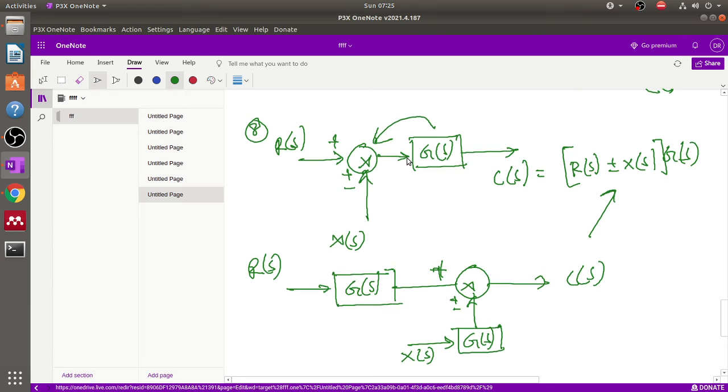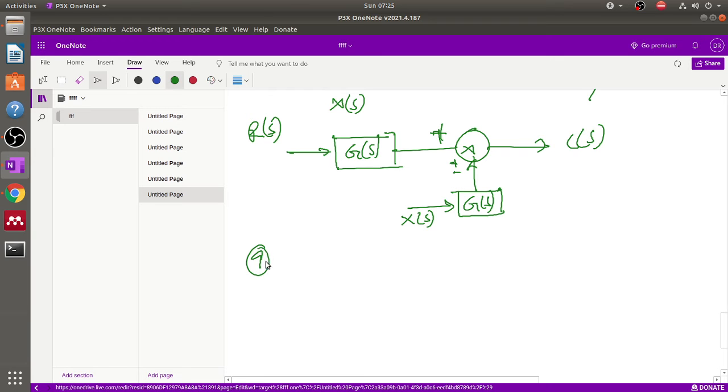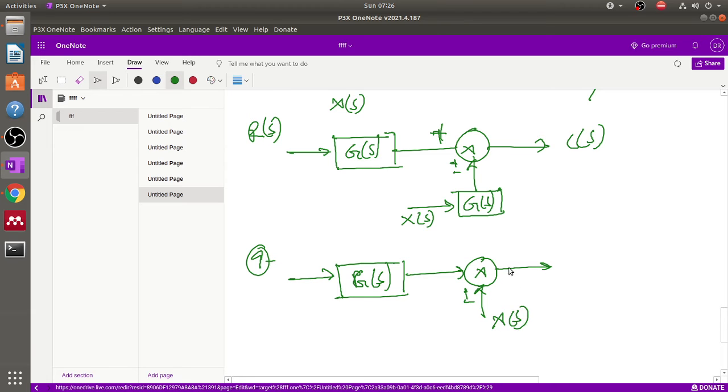Okay, now next one is very important, number 9. Shifting of a summing point from a position after a block to a position before a block. So I again repeat, shifting of a summing point from a position after a block to a position before the block. So now what is the first expression? So it is first before the block. Okay, there is one summing point here. This is XS. Consider here a plus sign, this is RS.